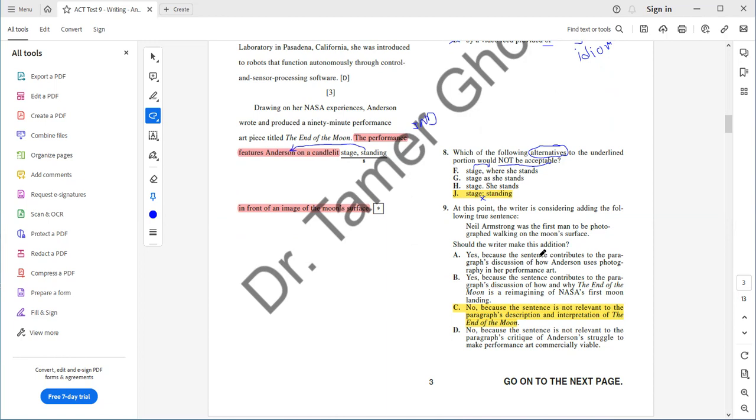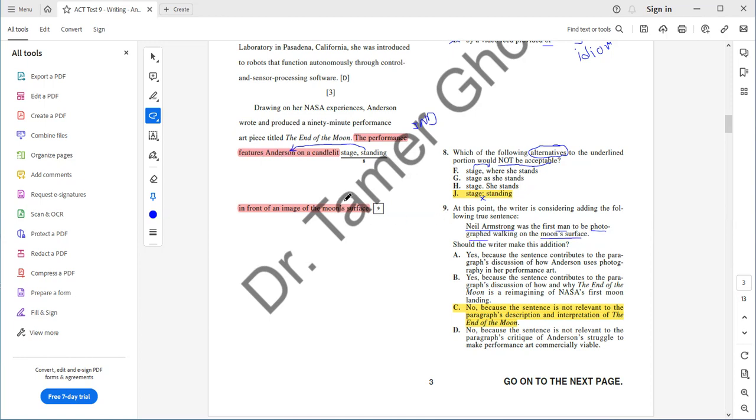At this point, the writer is considering adding the following true sentence: Neil Armstrong was the first man to be photographed walking on the moon's surface. Now we need to add the sentence and decide: is it going to be important to add it here or not? Let's find the keywords. Here he's talking about a new character. He's not talking about Anderson, the woman. He's talking about Neil Armstrong, the first man photographed walking on the moon's surface.